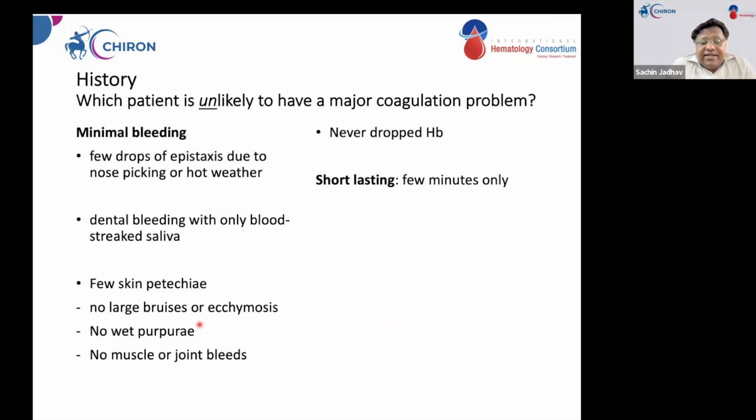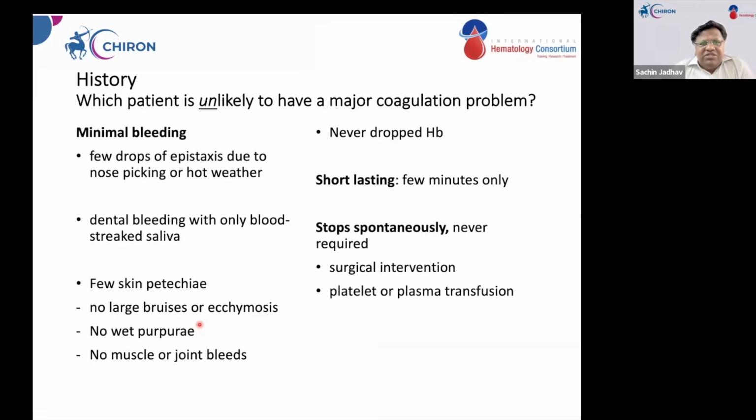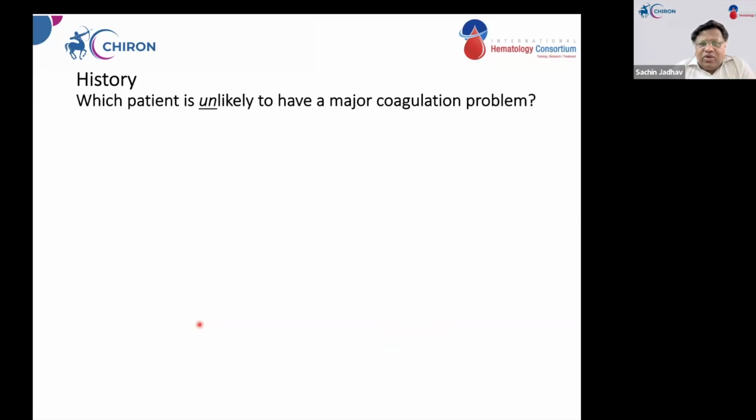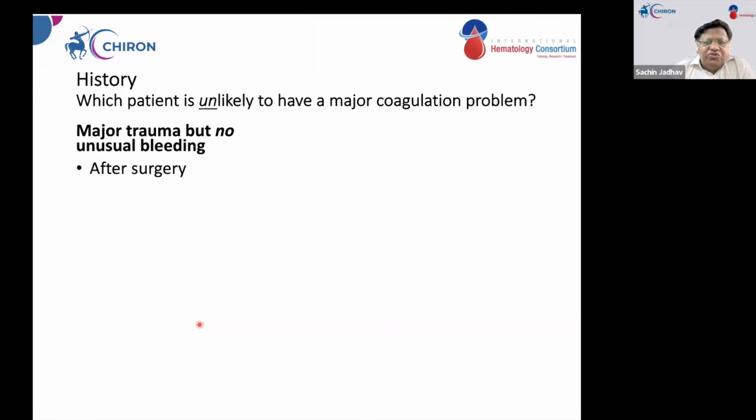So, to categorize whether there was significant bleeding, we have to look at the drop in hemoglobin. Patients whose bleeding is very short lasting, stops spontaneously, does not require suturing or plasma transfusion, platelet transfusion. These are patients who are unlikely to have major coagulation problems. Now, if somebody has gone through major trauma without any bleeding, then definitely major coagulation issues are ruled out.